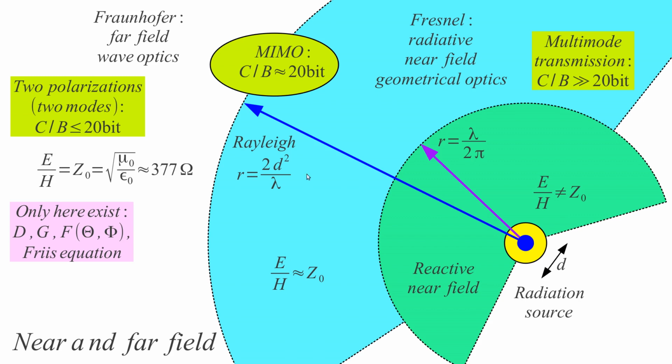And the final region is defined by the Rayleigh distance. The Rayleigh distance is defined by the size of our radiation source. As long as we are far away, this r is larger than 2d squared over lambda. The Rayleigh distance is the boundary between the Fresnel and the Fraunhofer region. We shall see this further on in the lectures.